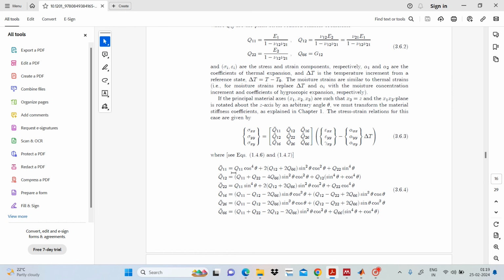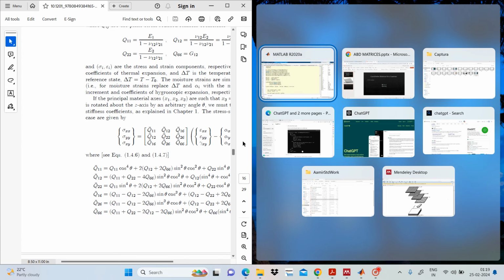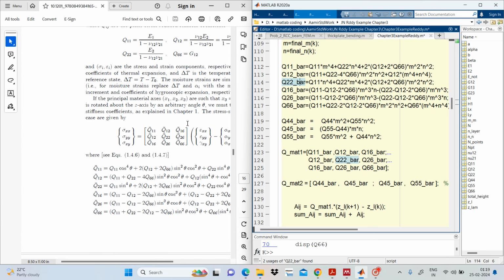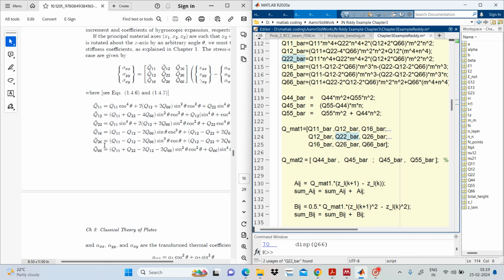Q11 bar equals Q11 cos 4 theta and so on. We have just copy pasted it from here, and here we have written Q11 bar. Q44, Q55 and the rest are the shear part. It has not been considered here because it is classical plate theory, so it's not required.